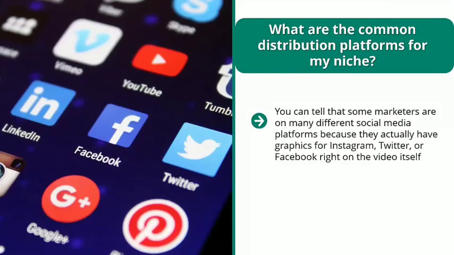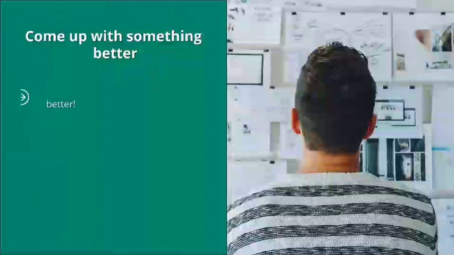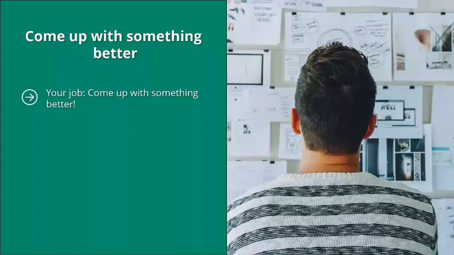You can tell that some marketers are on many different social media platforms because they actually have graphics for Instagram, Twitter, or Facebook right on the video itself. This tells you that they can be found on all of those other platforms. Pay close attention to this. Remember, you're reverse engineering your competitors. You're going to get a head start by copying what kind of themes and topics they're talking about, as well as how they present the material. And you're also going to copy where they distribute the material. Come up with something better. Your job: come up with something better.